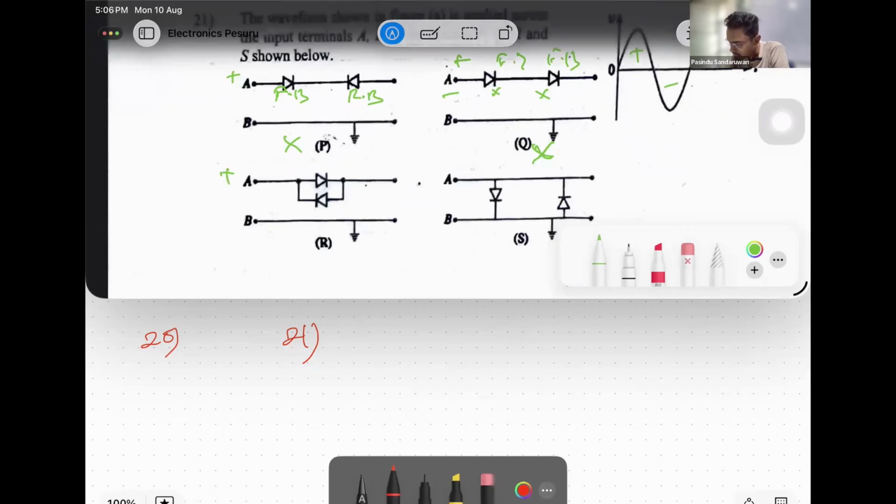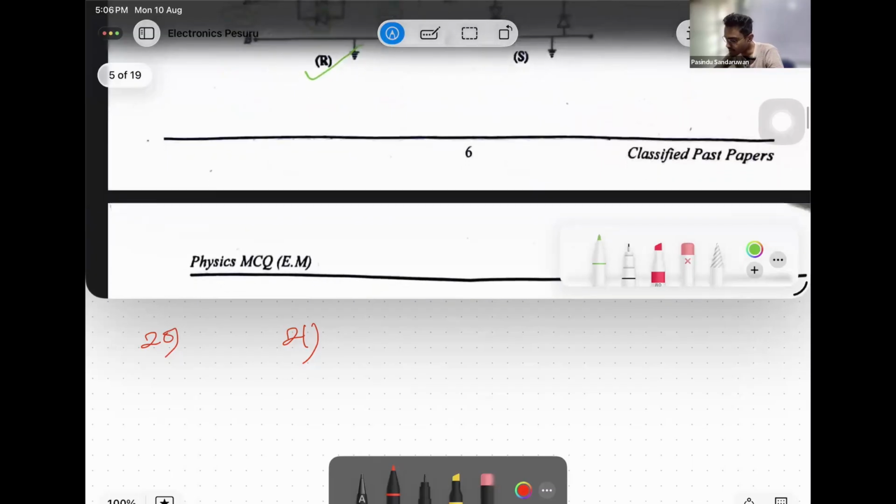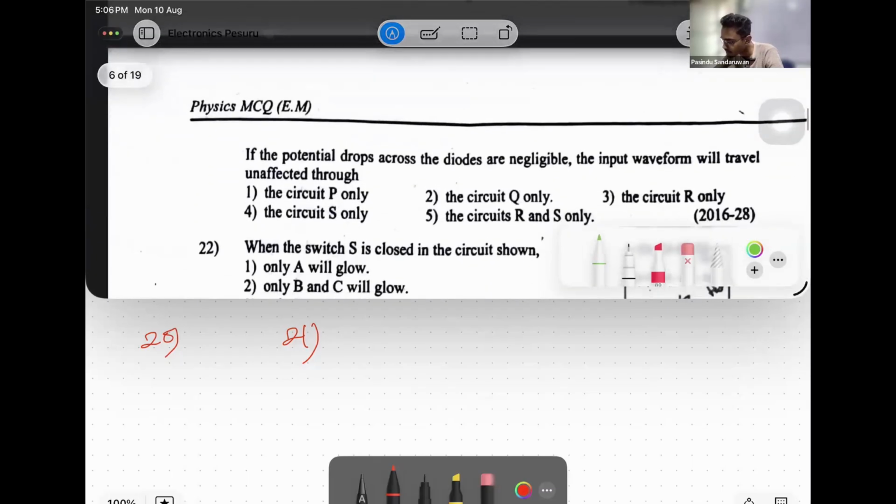Then R. If A is plus, this diode is forward biased, and this becomes plus, so the output is coming. And if A is minus, this diode is forward biased, and again the minus potential is coming out from that end, so that is unharmed. Then R is correct. In both cases, it gives the same output.